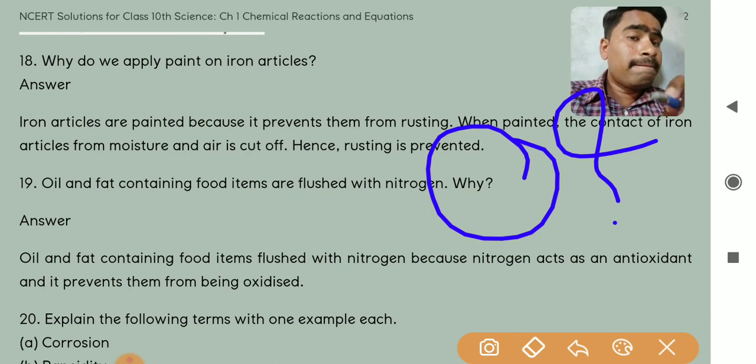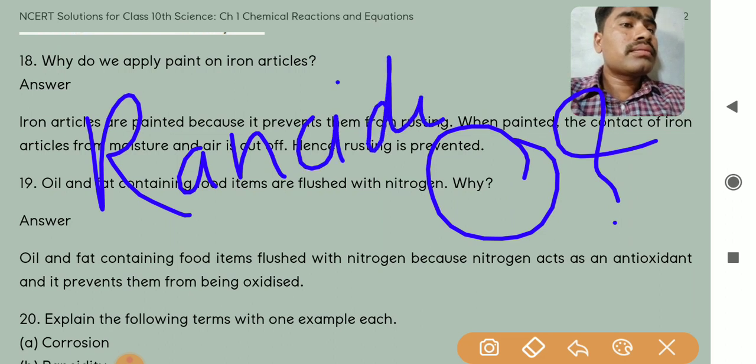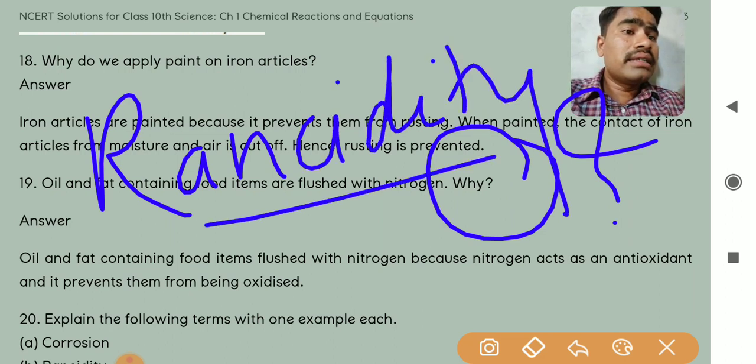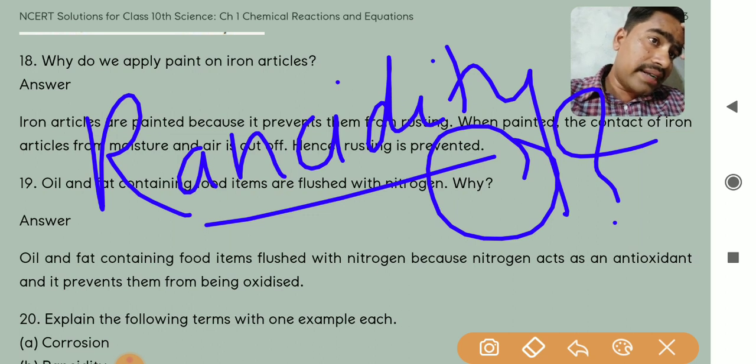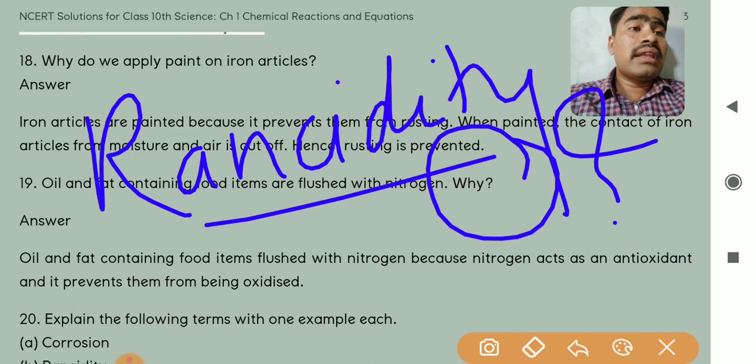The reason is that if you see the last point of the first chapter, we have seen what rancidity is. Now if you remember, rancidity is nothing but when oil and fats present in the food get oxidized. Oil and fat present in the food get oxidized, it changes the smell as well as the taste. The food smell and the taste become dirty. The foul smell comes out from the food because of the oxidation of fats, as well as the taste of the food also becomes very, very dirty.